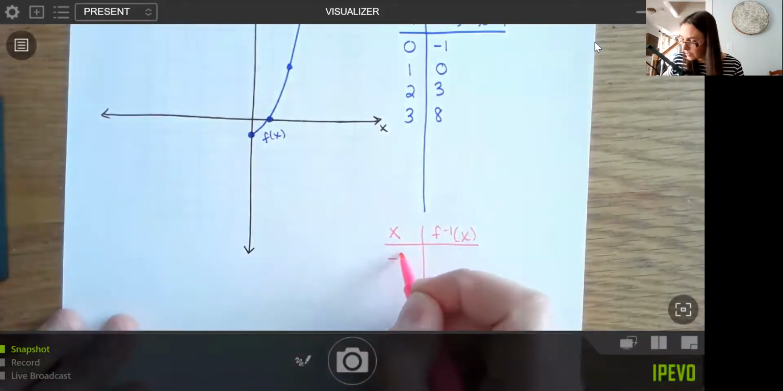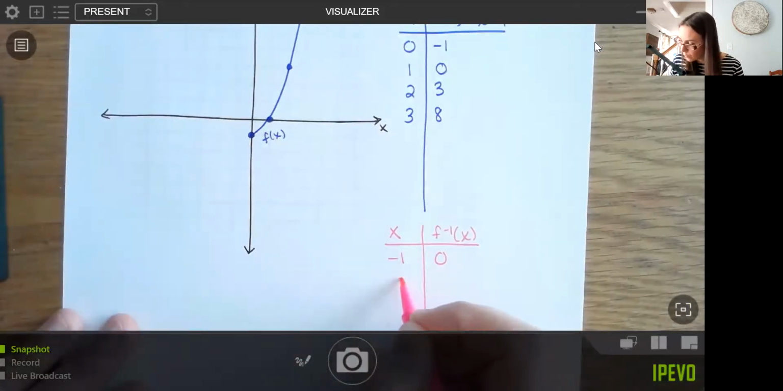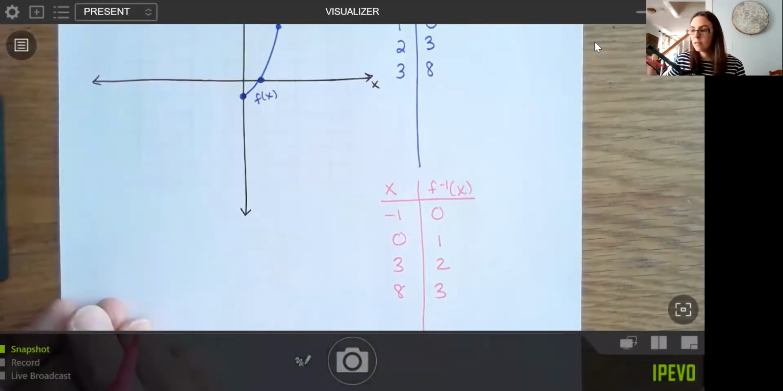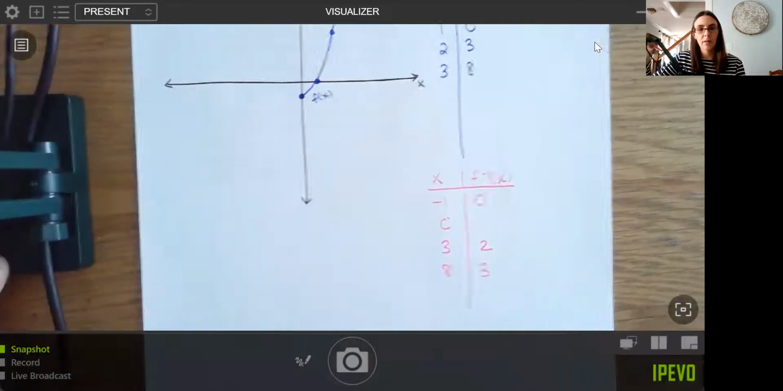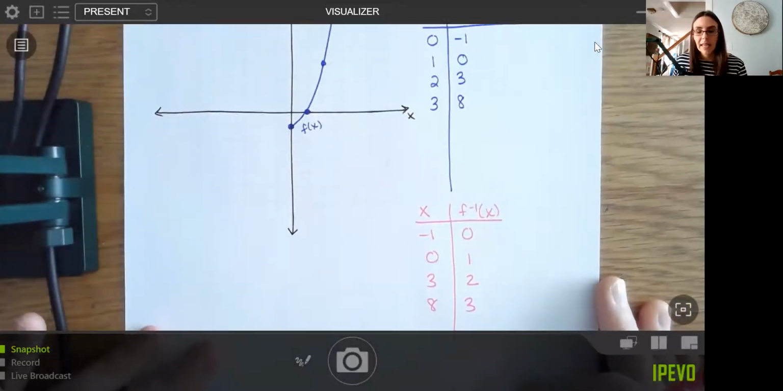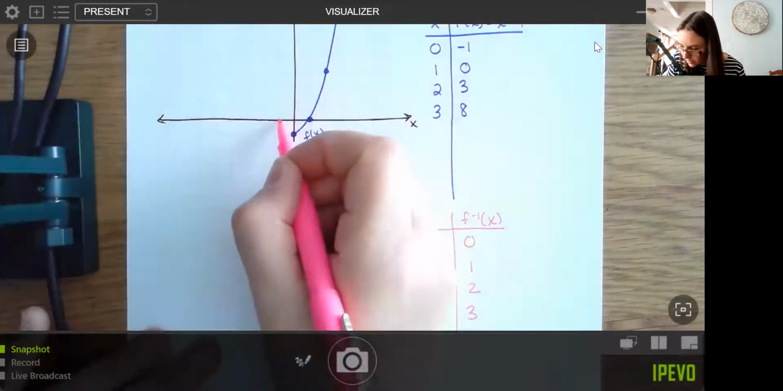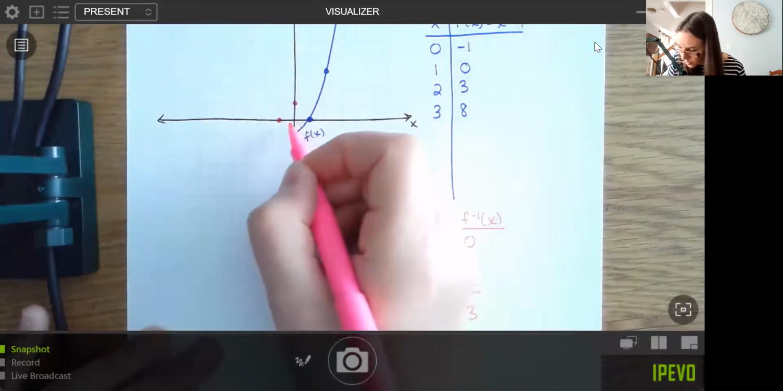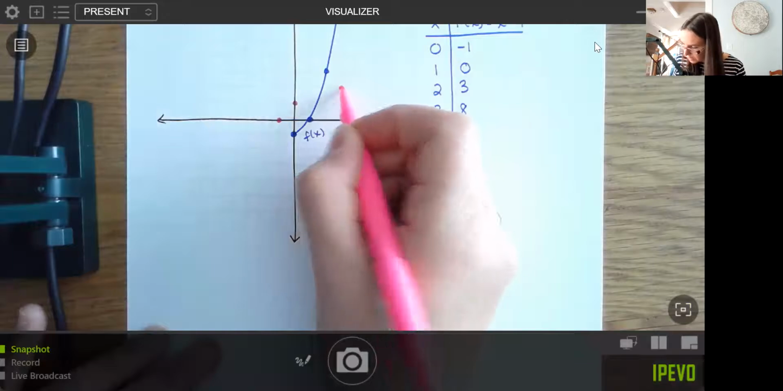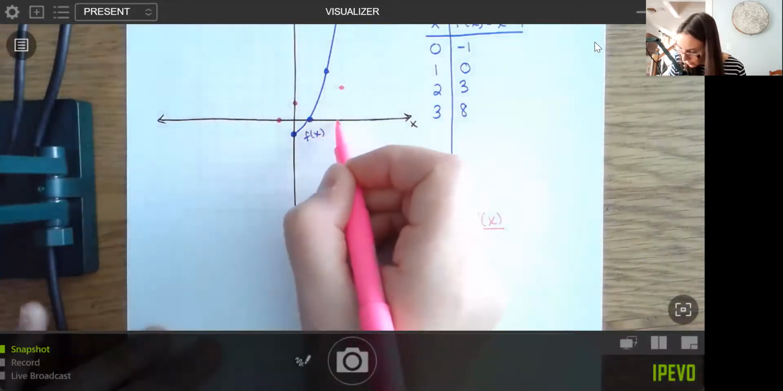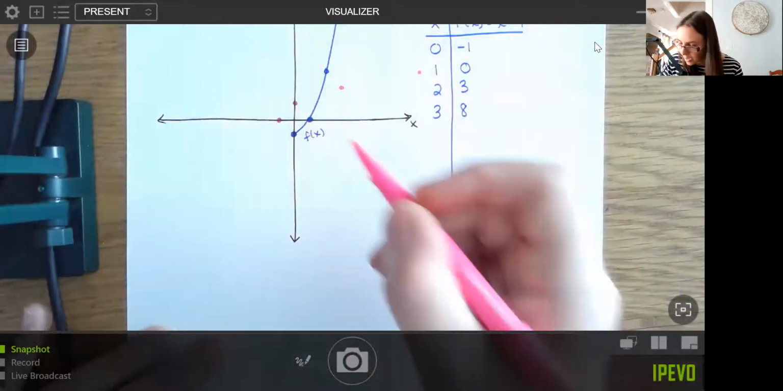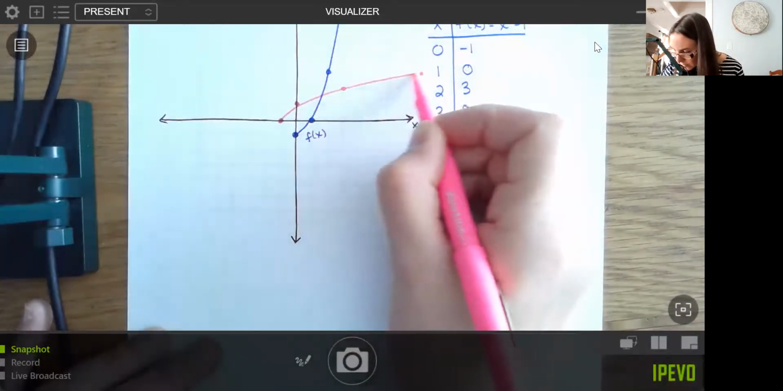So this becomes -1, 0, 0, 1, 3, 2, and then it would be 8, 3. So if I graph that, I'm going to zoom out just a little bit more here. So let's see: -1, 0, 0, 1, 3, 2. So 1, 2, 3, and 1, 2, and then 8, 3. 1, 2, 3, 4, 5, 6, 7, 8, and 1, 2, 3. It's going to be kind of over here, and my graph would look like this.